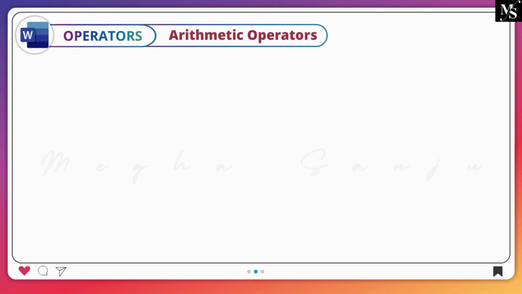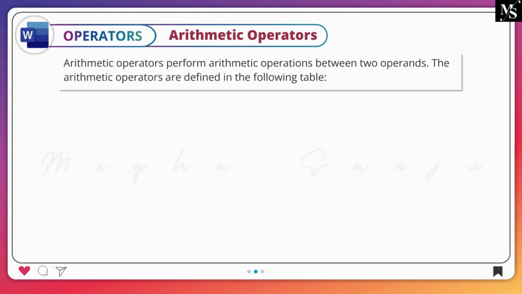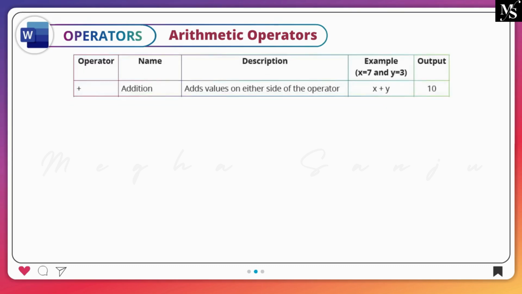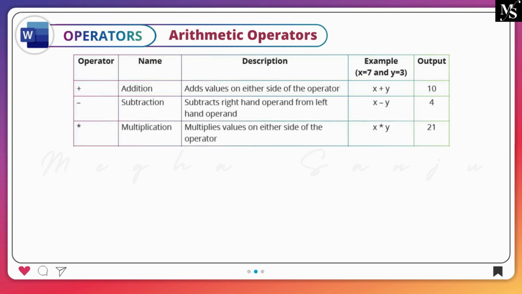Arithmetic operators. Arithmetic operators perform arithmetic operations between two operands. The arithmetic operators are defined in the following table. Operator, name, description, example with x equal to 7 and y equal to 3, output. Addition. Adds values on either side of the operator. x plus y, 10. Subtraction. Subtracts right-hand operand from left-hand operand.